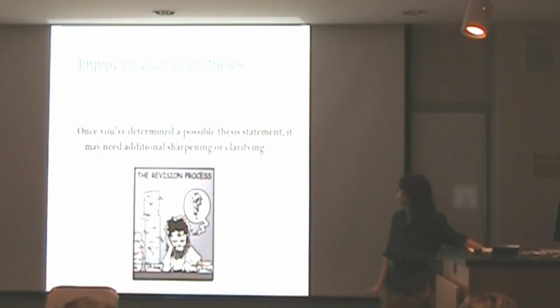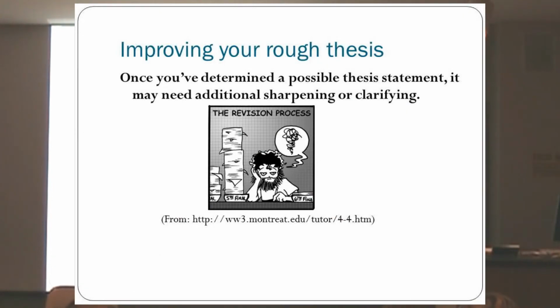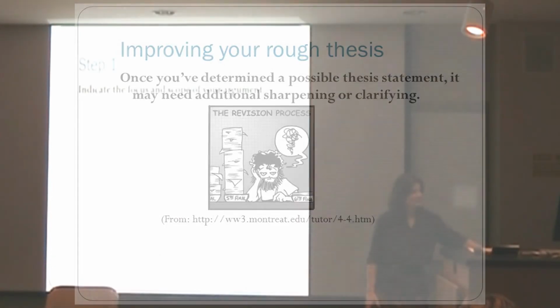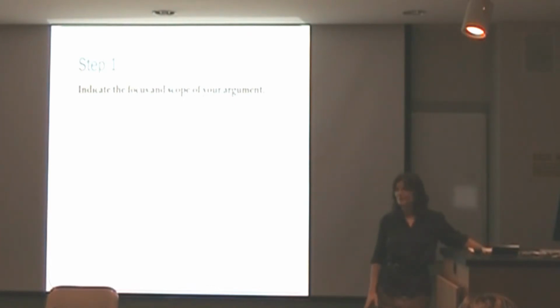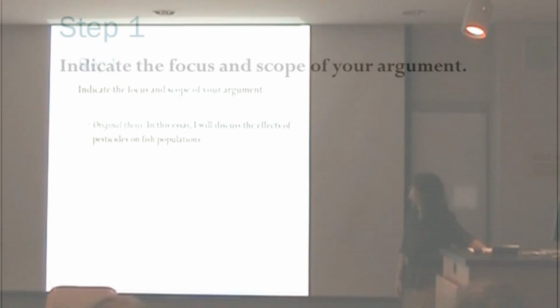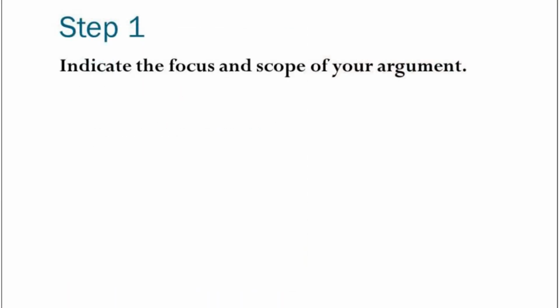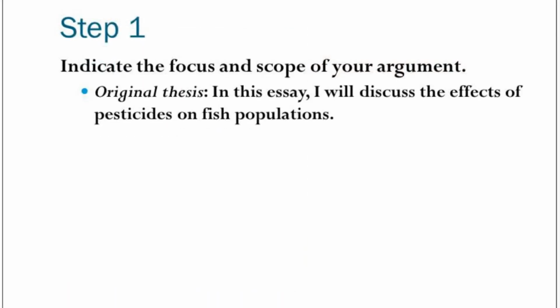Okay, so once you've got this possible thesis statement, it's now time to go ahead and include one. You probably thought you were done, right? Thesis statement. First thing you want to do is indicate the focus and scope of the argument. So for example, in this essay, I will discuss the effects of pesticides on fish populations. Looks okay, right? No, we're going to do better.